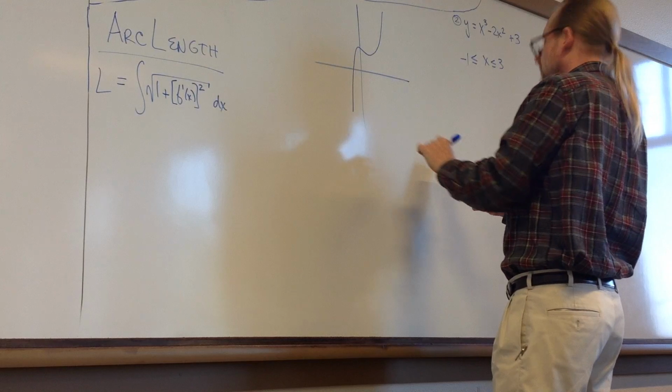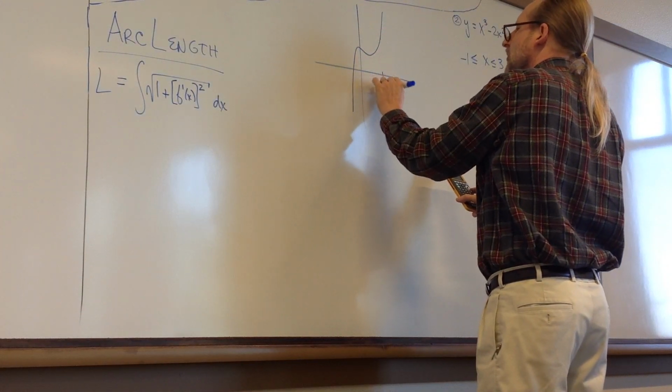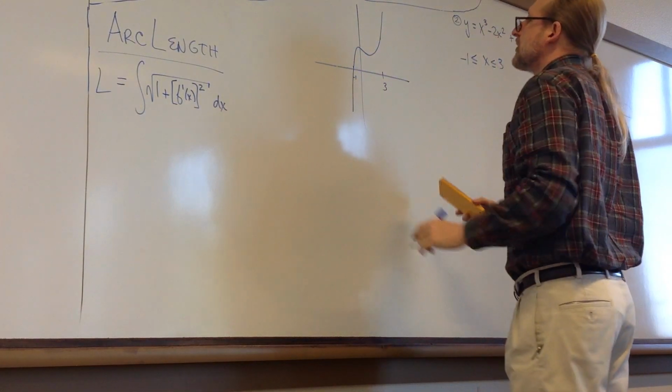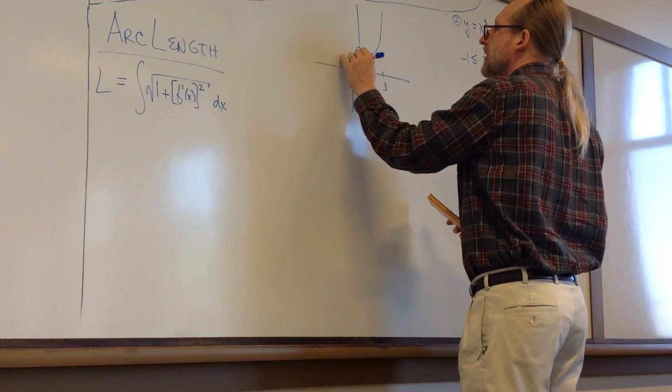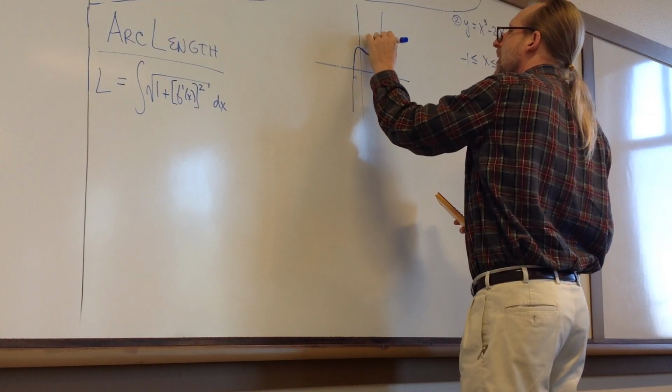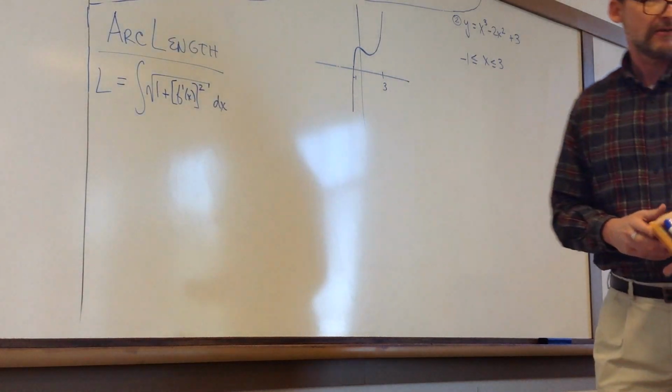So this is doing something kind of like this. And let's see, where is 3? 3 is like over here somewhere, and -1 is just about right there. So we're looking for the length of this section right there. Okay?